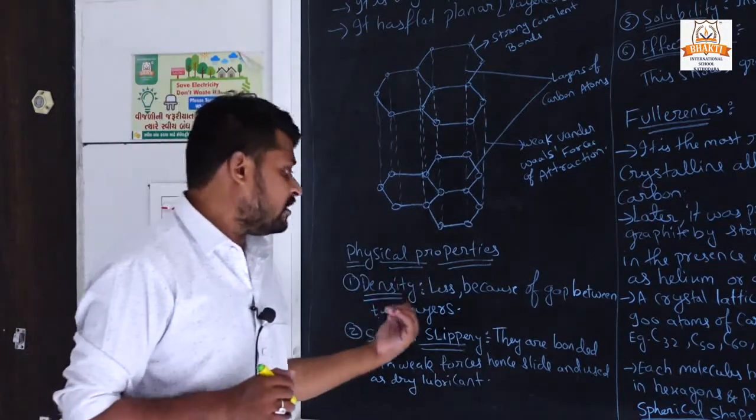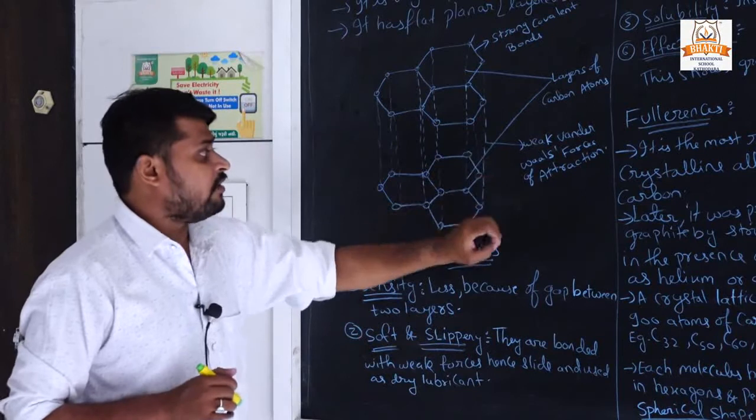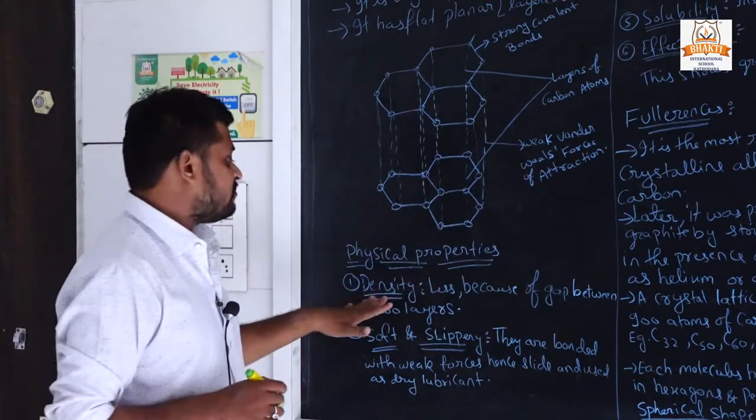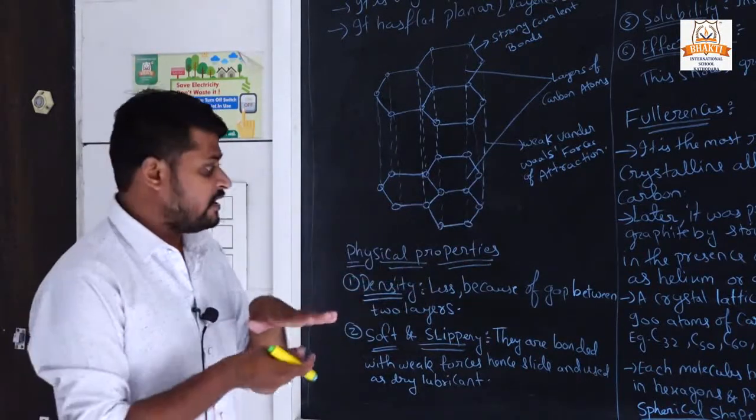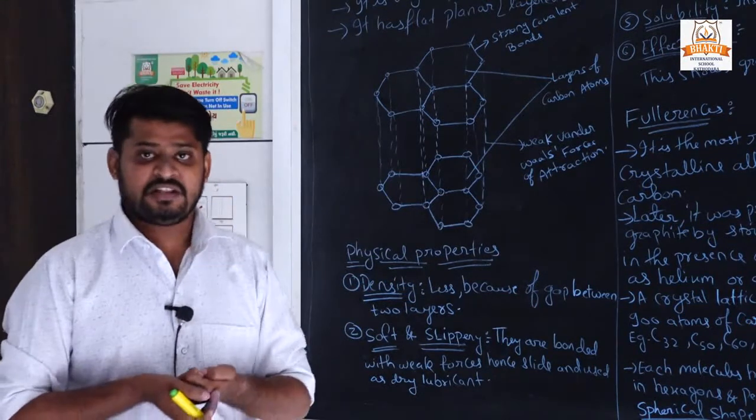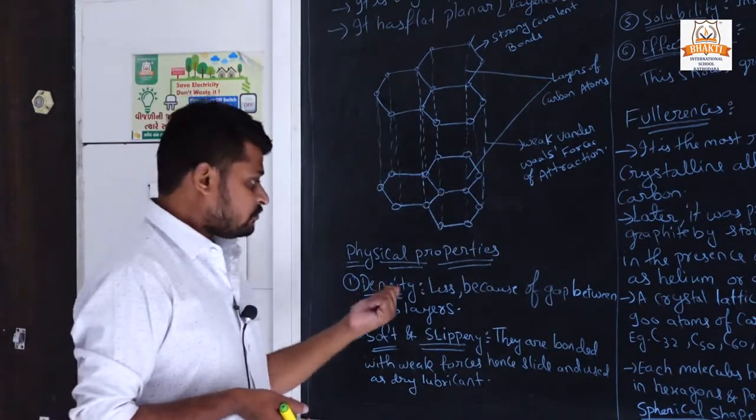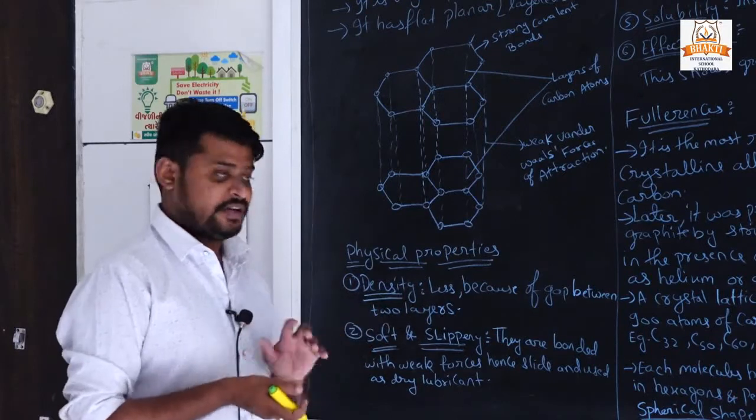Okay, but here it will have weak van der Waals force of attraction. That's why the density of the graphite is very low, and they have gaps between two layers, that's why the density is very low.